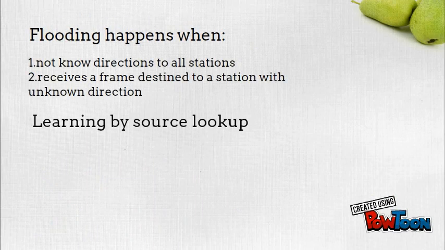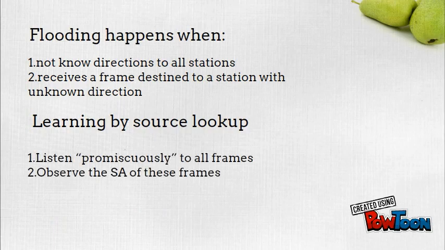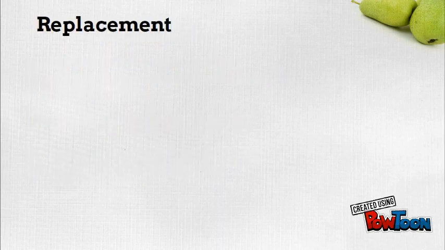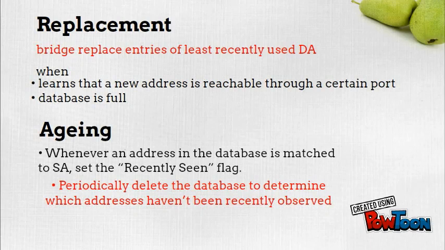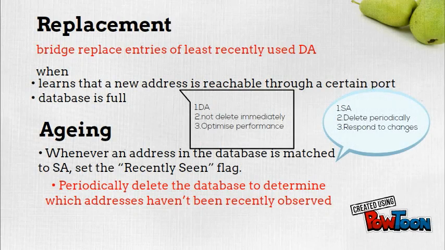Flooding happens when a bridge doesn't know the direction to any stations, or receives a frame destined to a station with unknown direction. There are two processes in learning by source lookup. They are listening promiscuously to all frames and observing the source address of these frames. Replacement and aging are two different processes. One is focused on destination address and the other is based on source address. The first one replaces the entry which is not used immediately, and the second one deletes database entries periodically. The first one's purpose is to optimize performance, and the second one is a response to changes such as changes of topology.